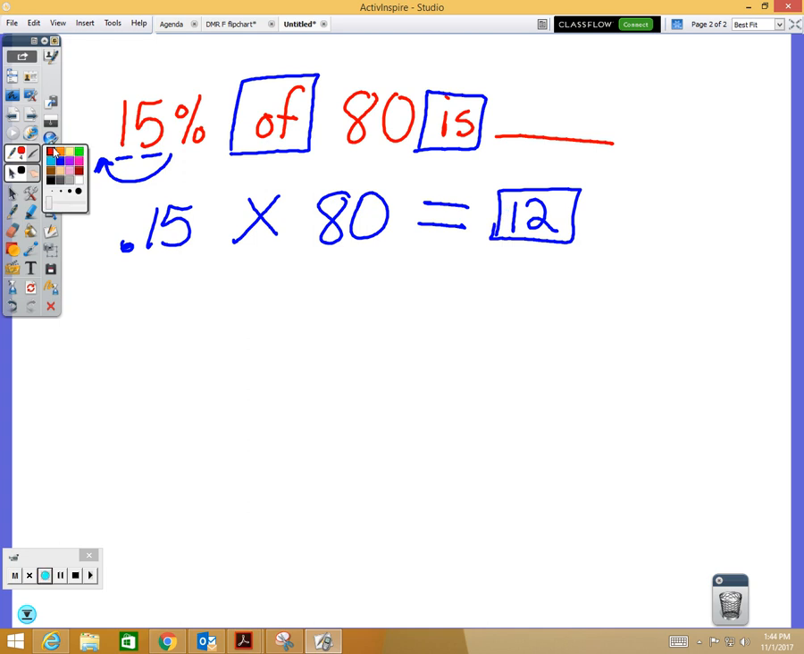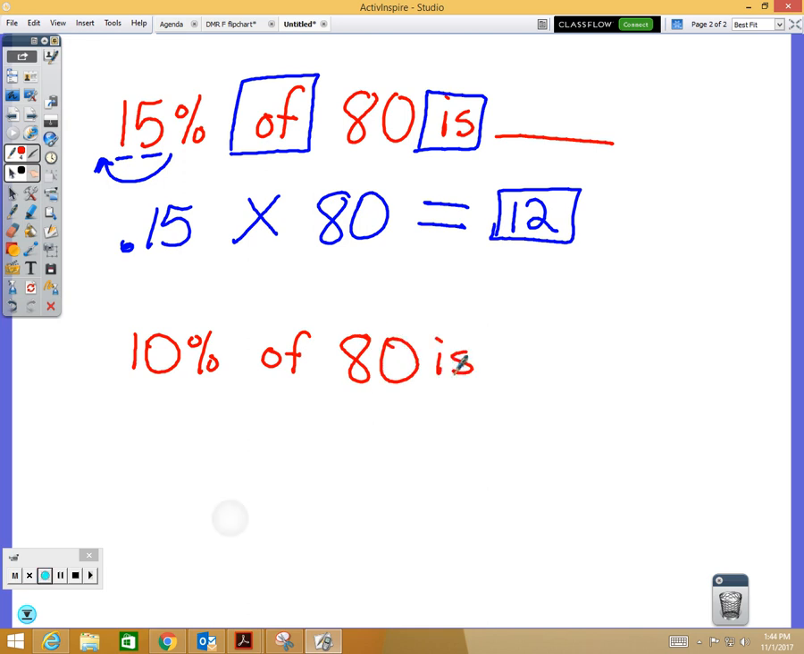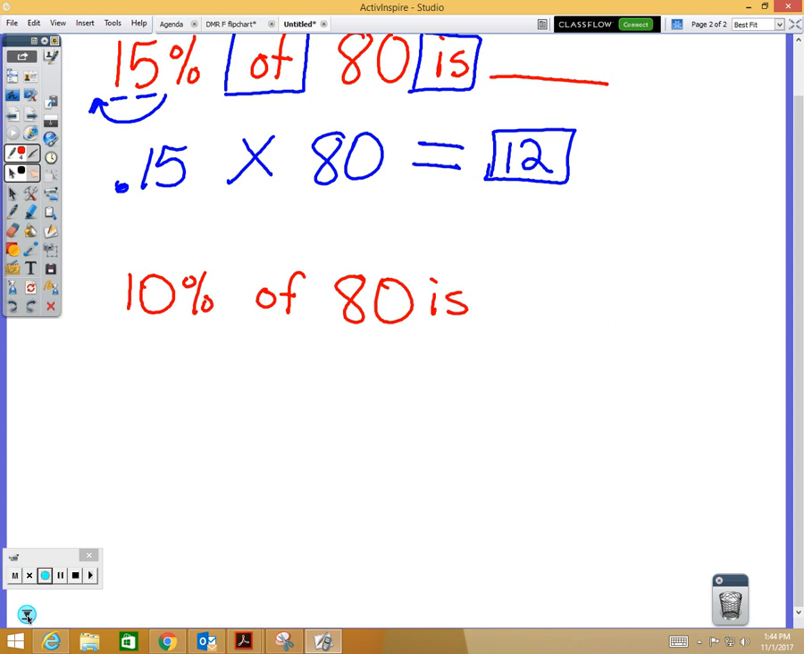All right, let's do another one. What if you had 10% of 80 is... Now, again, I would like for you to rewrite this using the symbols. So please rewrite it first, because you're going to have to do that on your assignment too. I don't want you to have to go back and put in that work, because that's really frustrating then, because your teacher's asking you to.